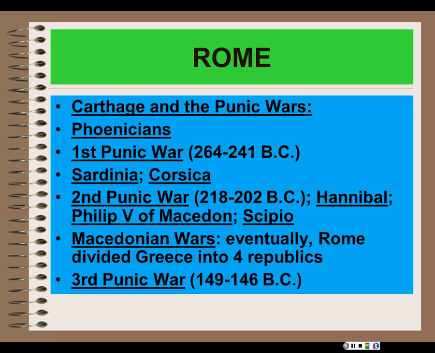In the Third Punic War, which went on to 146 BC, what actually happened is Rome literally destroyed Carthage absolutely and completely, burned the city to the ground, and even sowed salt into the soil to make certain that nothing would grow there for years and years.